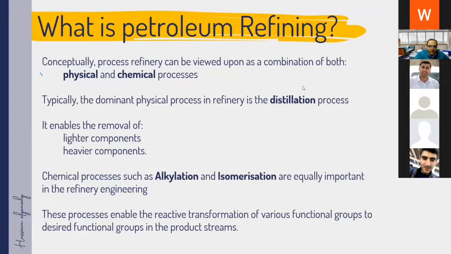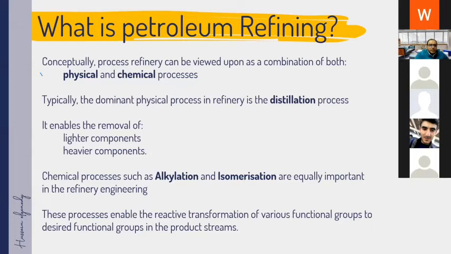You are very close, but let's say that in the physical process, we are not changing the properties of the matter. But in the chemical process, we are changing the structure of the matter, like the crude oil, like the alkylation process, for example. We are changing the matter from A to B. This is a chemical process. But in the physical process, we are not changing the properties of the compounds or the components.